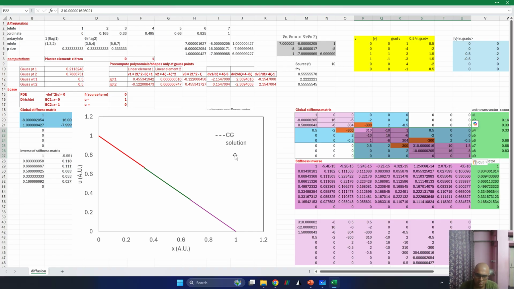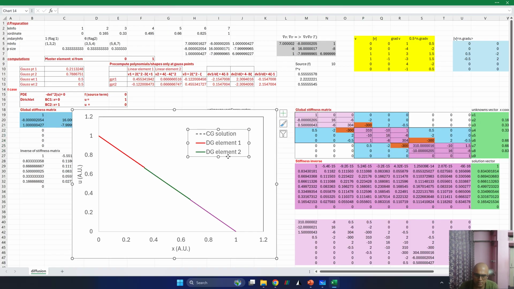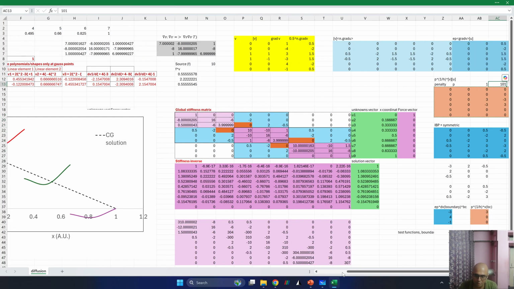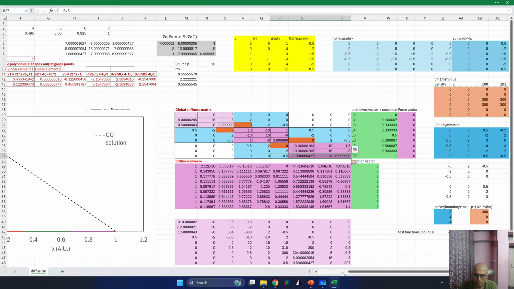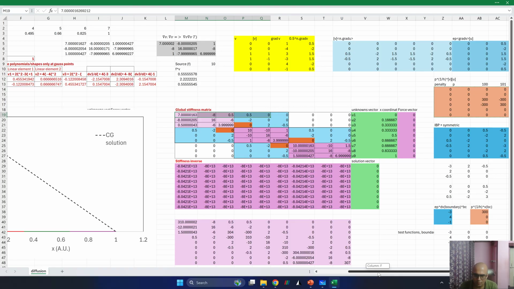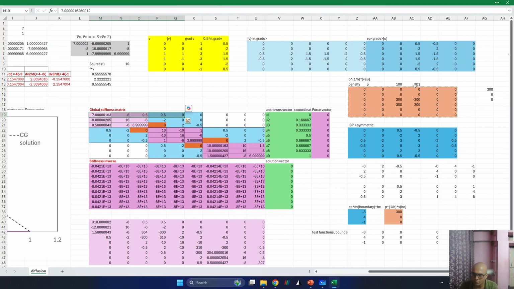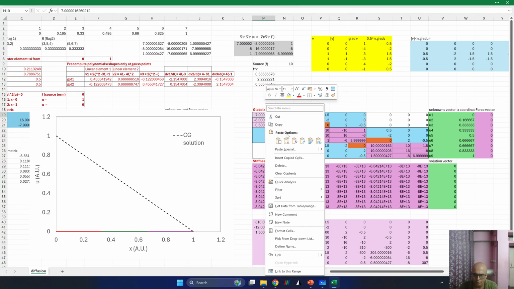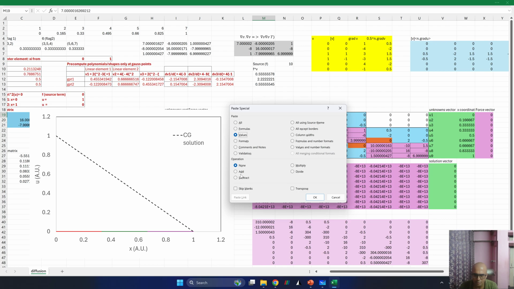And this is our solution, in which you can see 3 DG elements which are very close. The solution is very close to your CG solution. Let's look at how we can impose the weak boundary conditions now. So let's return back here. Let's put penalty of 100 once again. Add this.